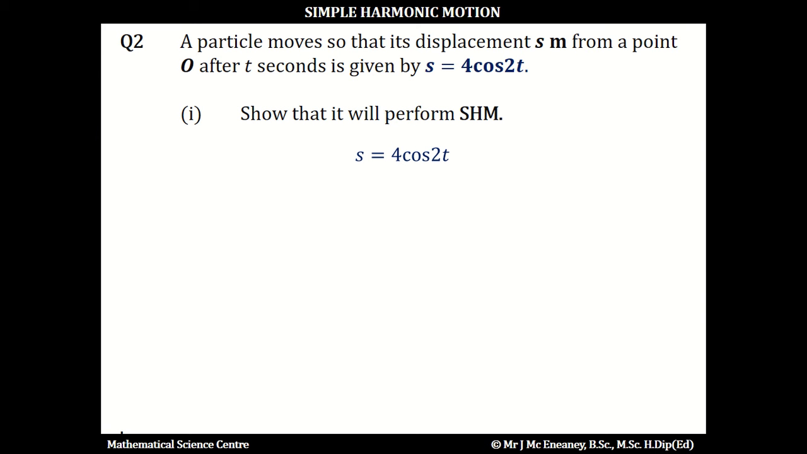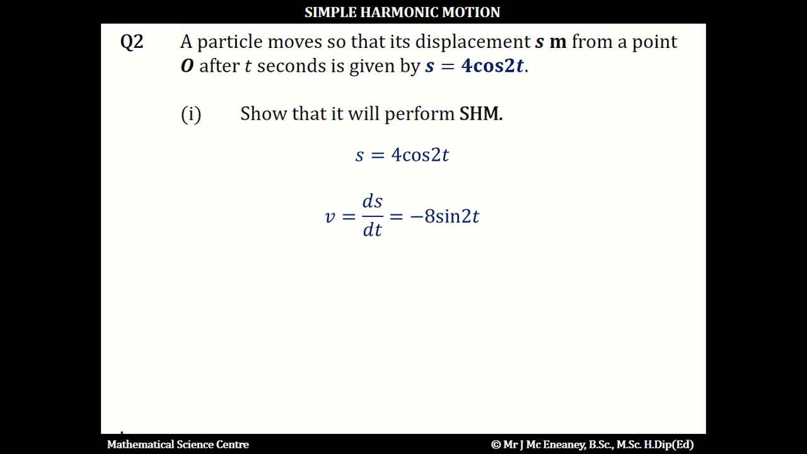If we differentiate the displacement s, this gives velocity. So velocity is ds/dt, and this is going to equal minus 8 sine of 2t. So the 2 multiplies with the 4 to give 8. When you differentiate a cos, it gives a minus sine. So velocity is minus 8 sine of 2t.